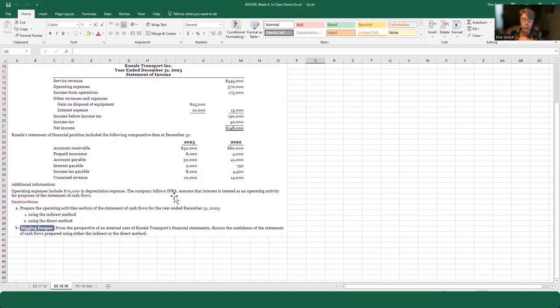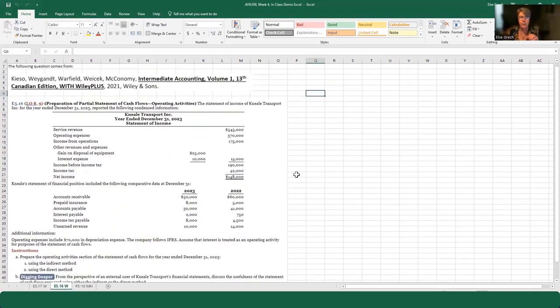The company follows IFRS, assumes that interest is treated as an operating activity for purposes of the statement of cash flows. And then it says, prepare the operating activities section of the statement of cash flows for the year ended December 31st, 2023, using the indirect method and using the direct method. Okay. And then part B we'll do in a second.